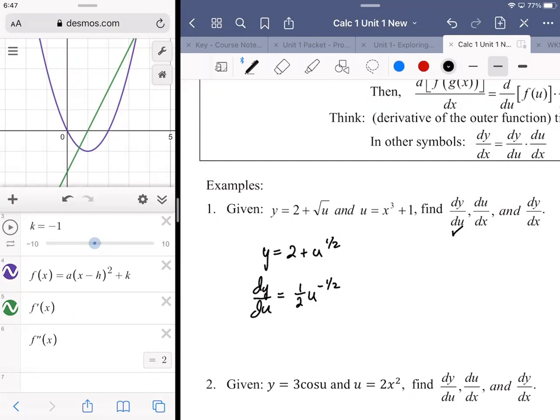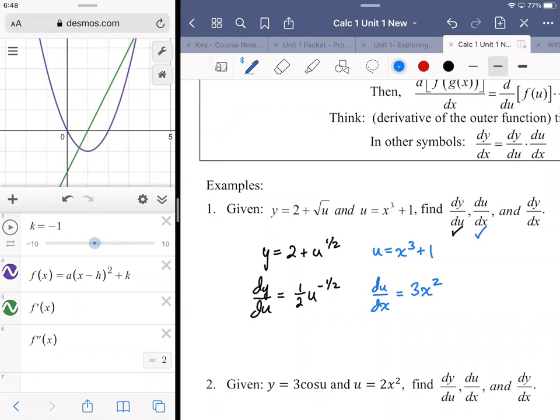Yay, we did it. The second piece, we have u in terms of x. They're saying find du dx. So the derivative of the u equation in terms of x. So du dx would be 3x squared. That's not bad. But then they say find dy dx.